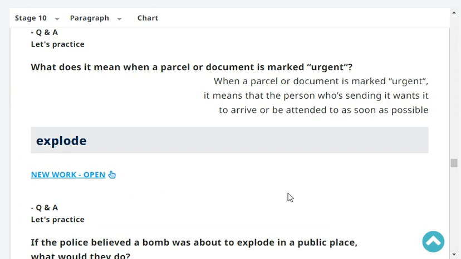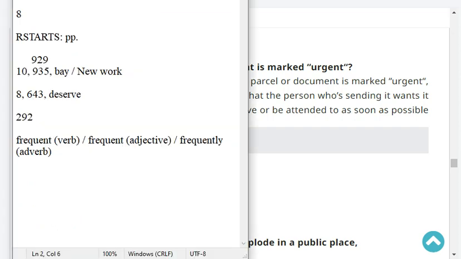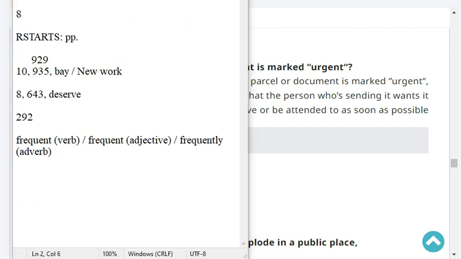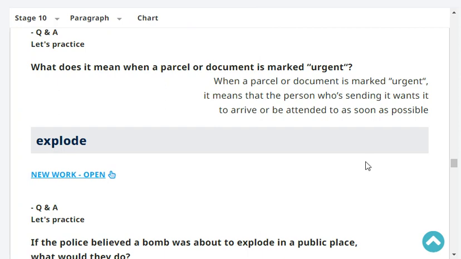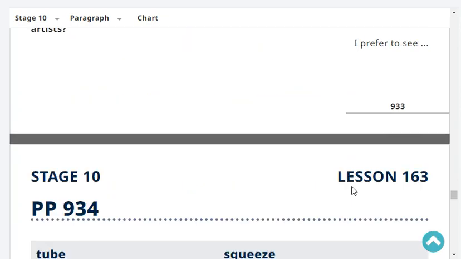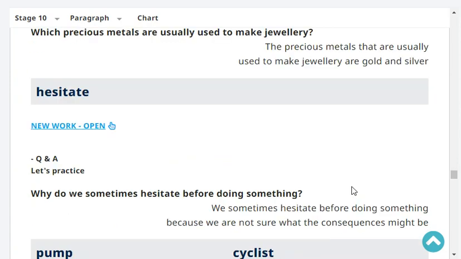Okay, what does it mean when a parcel or document is marked urgent? When a parcel or document is marked urgent, it means that the person who's sending it wants it to arrive or be attended to as soon as possible. Very good.